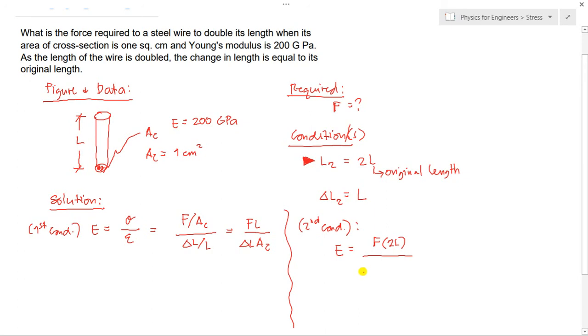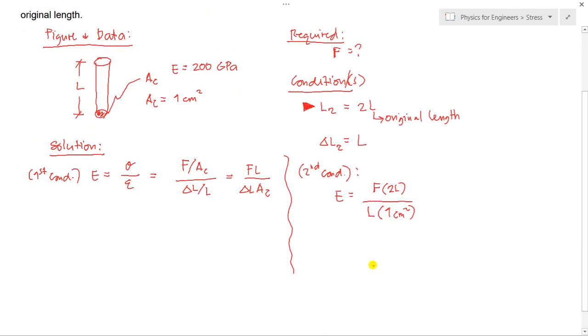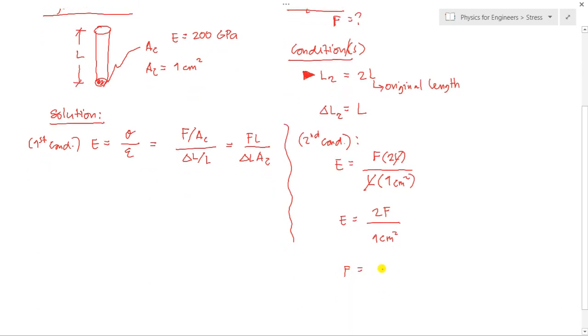What is the change in length for the second condition? That is equal to L, multiplied by the cross-sectional area. Here the cross-sectional area did not vary. That is just equal to 1 cm squared. In the numerator and denominator we have L, so it cancels. Therefore we have E equal to 2F over 1 cm squared. Now solving for F, F is equal to 1 cm squared multiplied by E divided by 2.